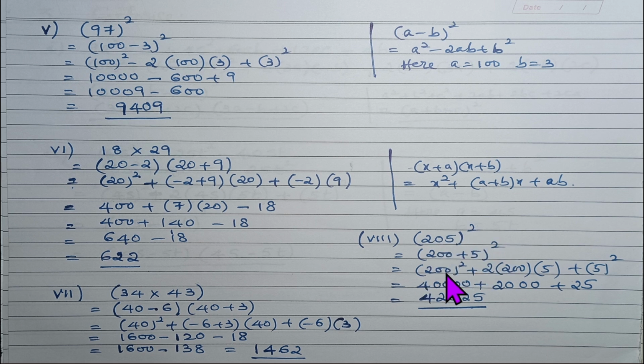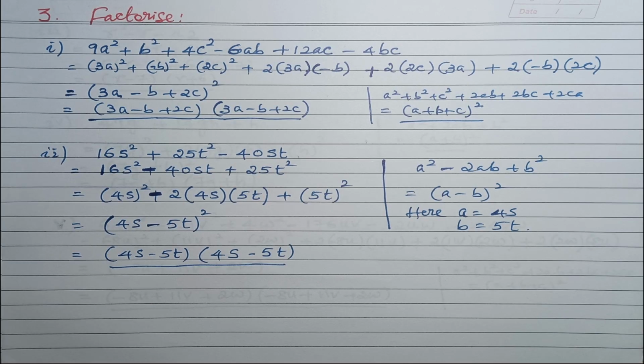The next example is 205 whole square, that is 205 square, and this can be written as (200 plus 5) whole square. So again (a plus b) whole square form. So it is a square plus 2ab plus b square. a is 200 here, b is 5. So a square is 4 followed by 4 zeros, 2 into 2 is 4, 2 into 200 into 5 is 2,000, 5 square is 25. Adding we get 42,025 is the answer.